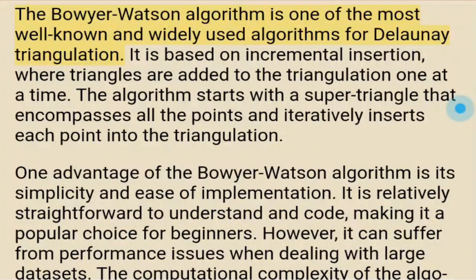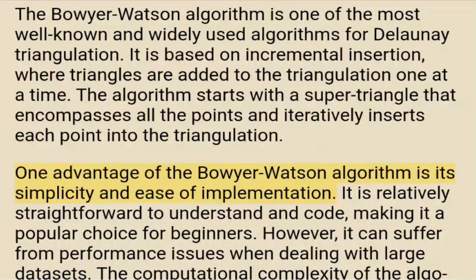5.4.1 Bowyer-Watson algorithm. The Bowyer-Watson algorithm is one of the most well-known and widely used algorithms for Delaunay triangulation. It is based on incremental insertion, where triangles are added to the triangulation one at a time. The algorithm starts with a super triangle that encompasses all the points and iteratively inserts each point into the triangulation.